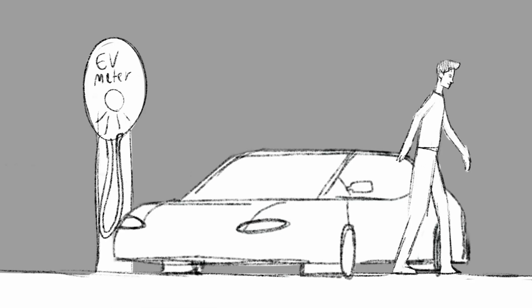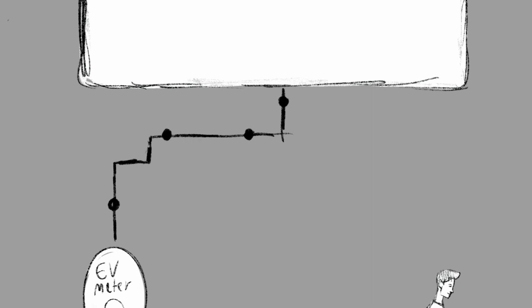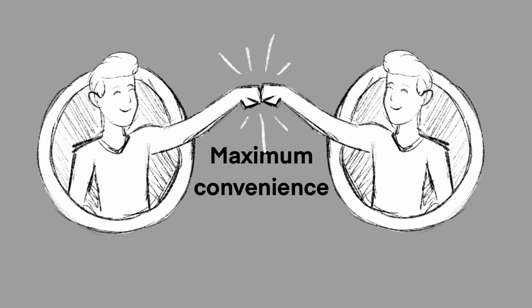If a driver occupies the EV charging parking spot without charging their vehicle, the parking operator will receive a notification. TIBA Parking Systems and EV Meter's seamless integration brings maximum convenience both to parking operators and to EV drivers.